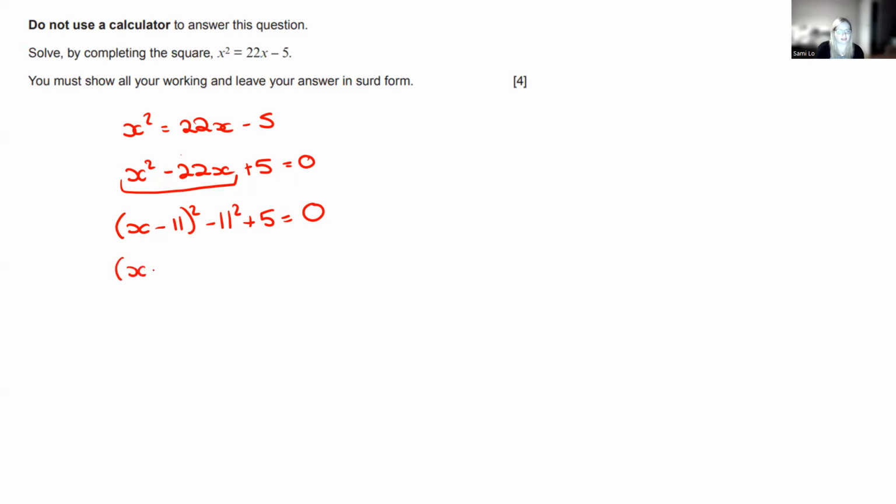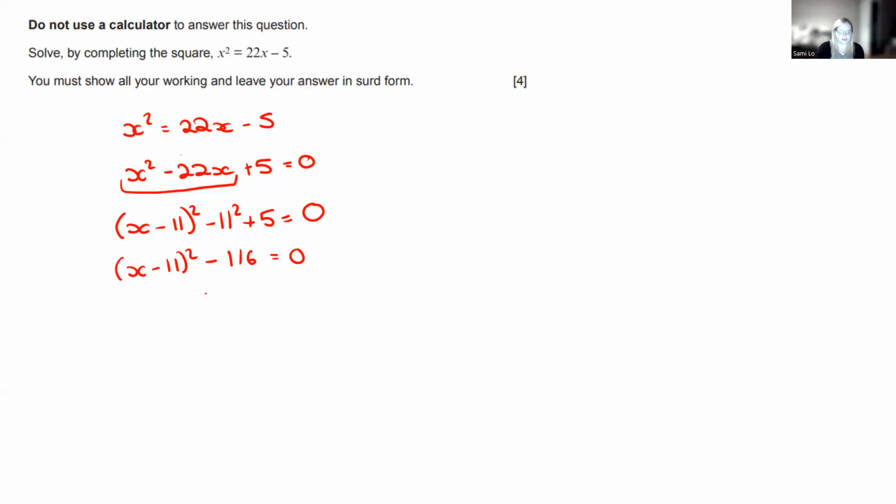Okay, so we've got (x − 11)² − 121 + 5. This is something that, if you want to do it quick and make sure you're not making any mistakes, you might just do it in your calculator. I wouldn't mind if you did, because it's just making sure you're not making any errors. So that should give you 116, and that equals 0. So now we're on the stage of solving.